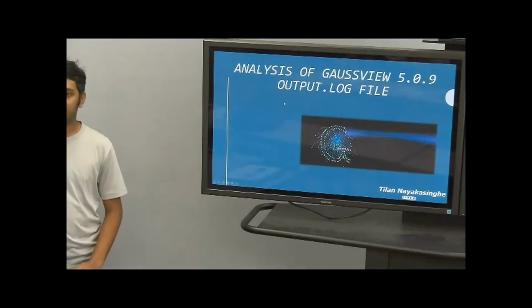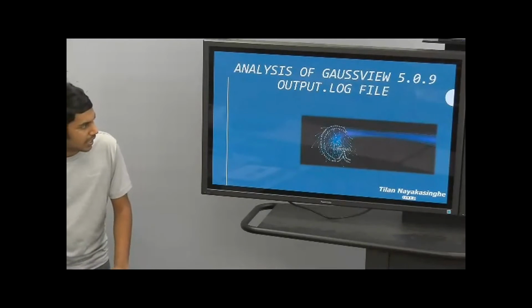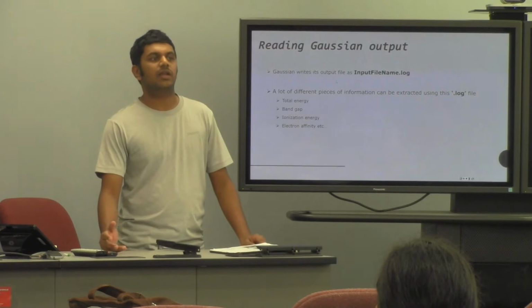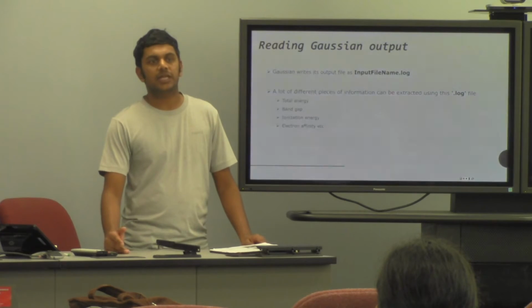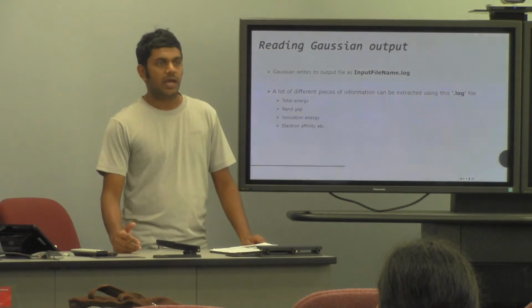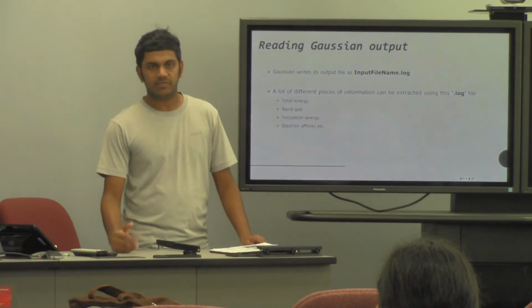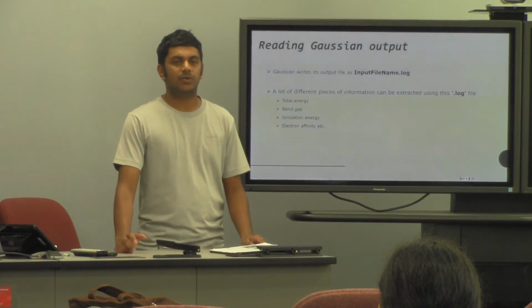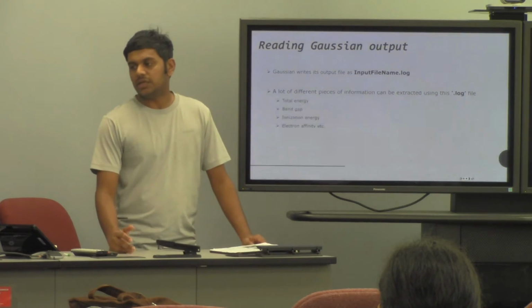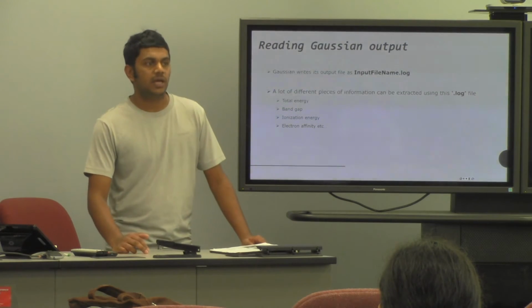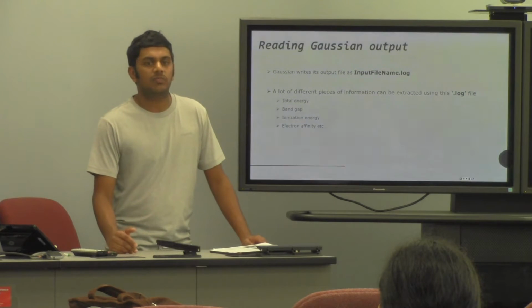Okay, good afternoon, everyone. During my presentation, I'm going to show you some ways to look into the text of a Gaussian output file, called a log file. It has the same name as the input file, but with the .log extension, and it contains a lot of important information. In this presentation, I'm going to explain how to extract the total energy, how to calculate the band gap, and how to approximate ionization energy and electron affinity using that log output file.